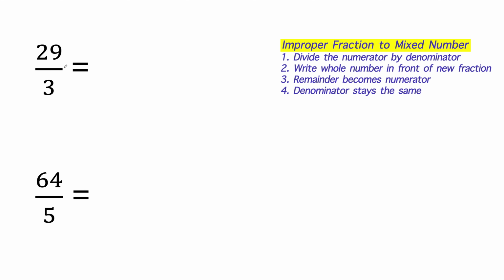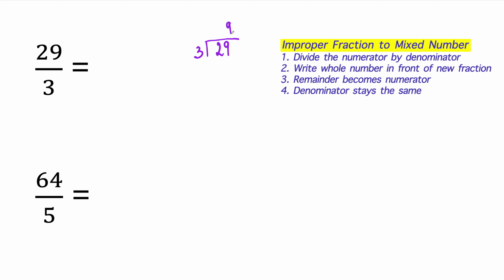Let's change an improper fraction to a mixed number and check the answer. Here we have 29 over 3. This bar means division, so divide 29 by 3. How many times does 3 go into 29?